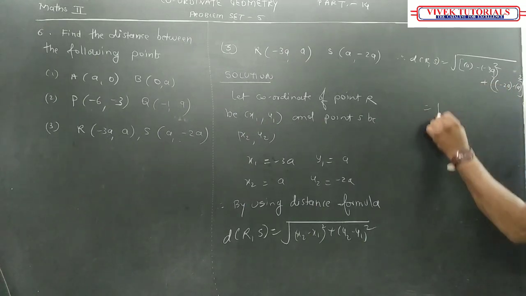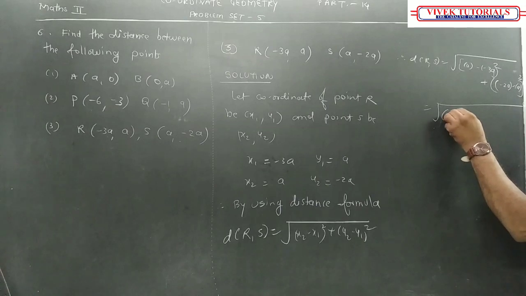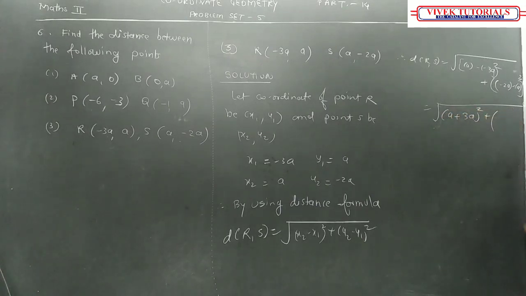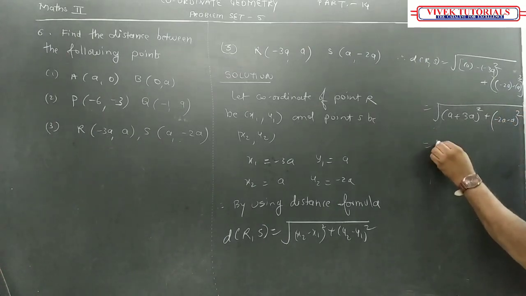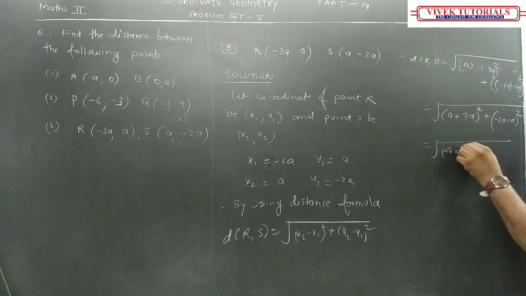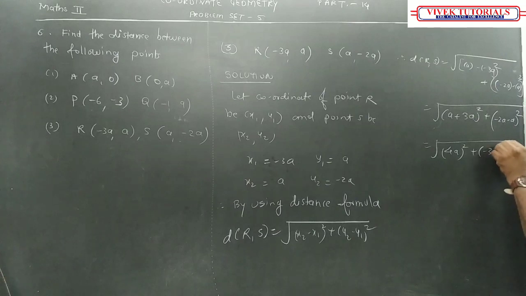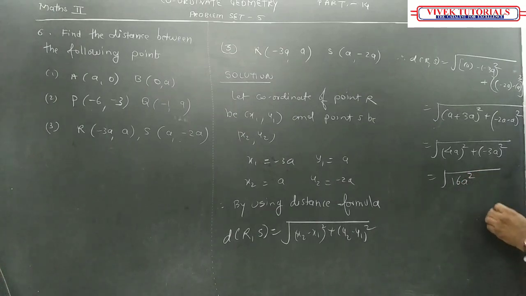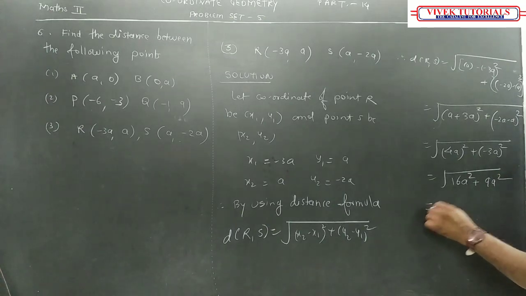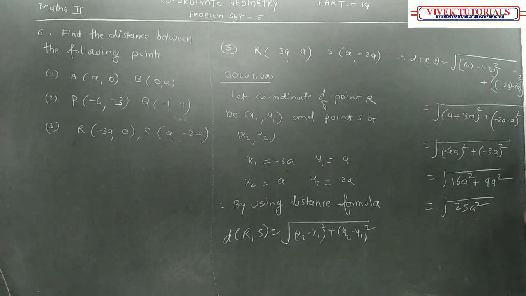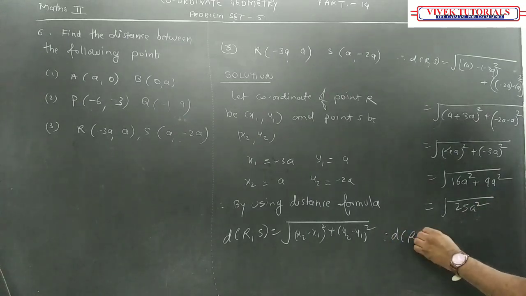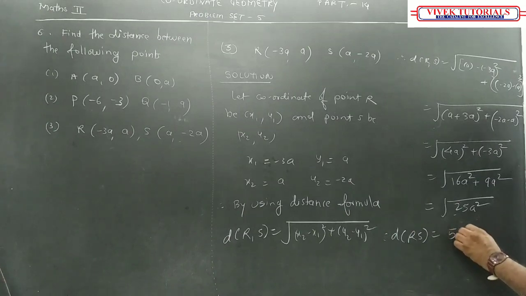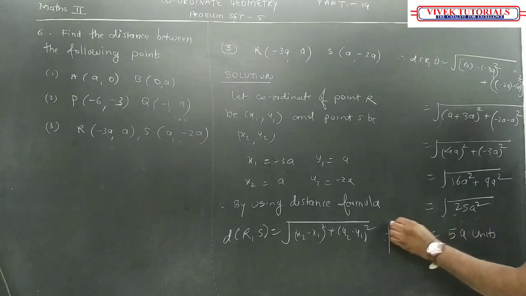That is equal to under root (a plus 3a) the whole square and (-2a minus a) the whole square is equal to (4a) the whole square plus (-3a) the whole square. 4a whole square is nothing but 16a square and (-3a) whole square is nothing but plus 9a square. That is coming around 25a square. Therefore, distance RS is equal to square root of 25a square, which is 5a units. You put it in a box.